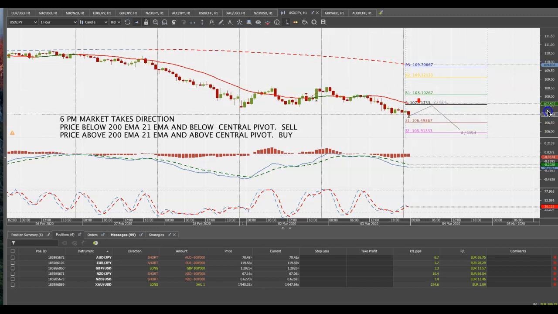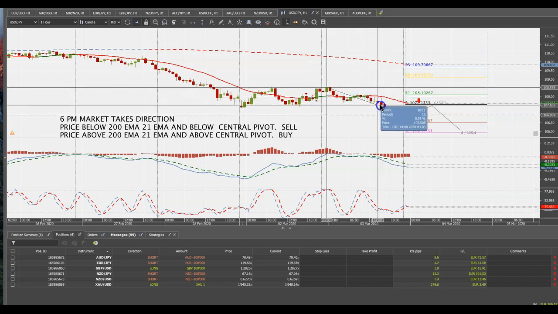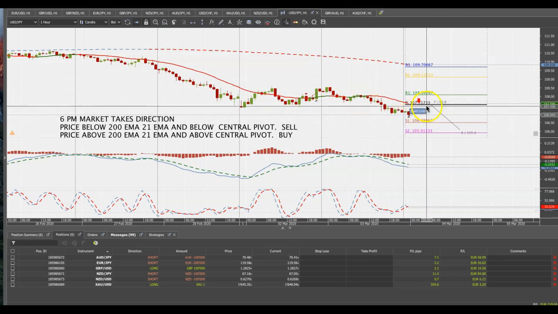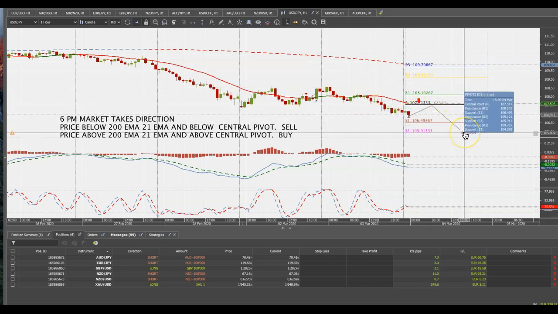Now, yesterday's sell-off was about 160 pips, which has exceeded its daily range. So I anticipate a retracement before it goes back down.